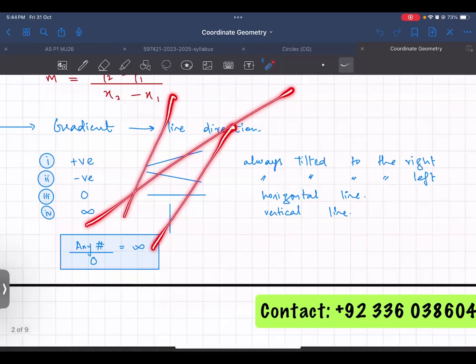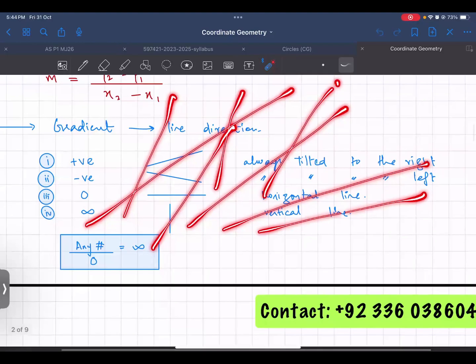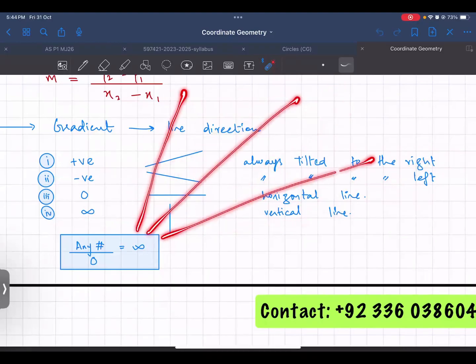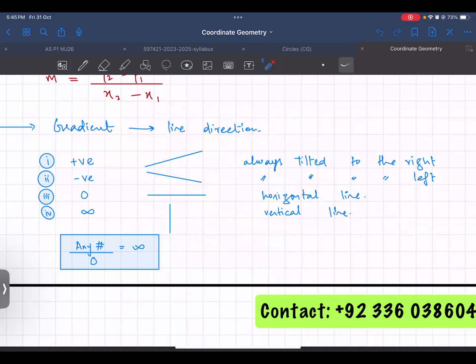You can see all of the lines that I'm drawing are tilted to the right side, and all of them would have a positive gradient. Some of them would have a smaller gradient than the others. That depends on the steepness. This would have the largest gradient because it is the steepest, and this will have the smallest gradient. Let's suppose if this is 1, this may be 10. So the value depends on the steepness, and the direction of the line depends on the positive or negative.